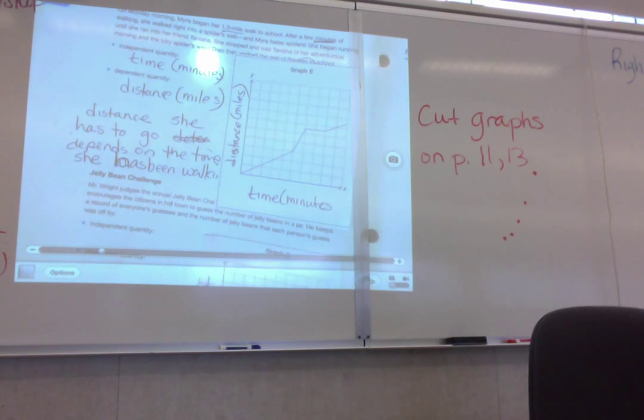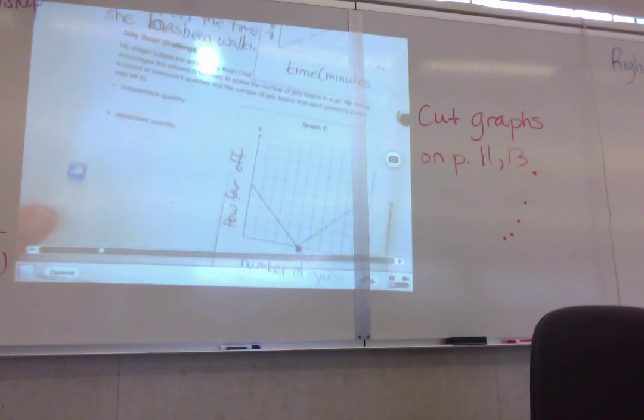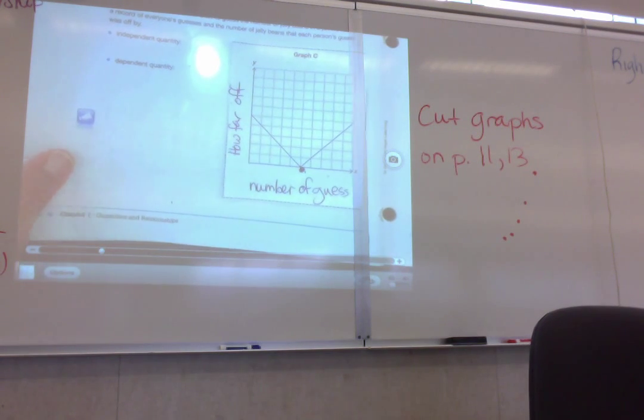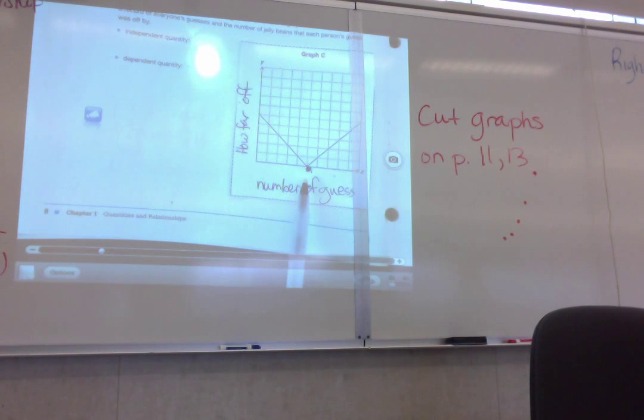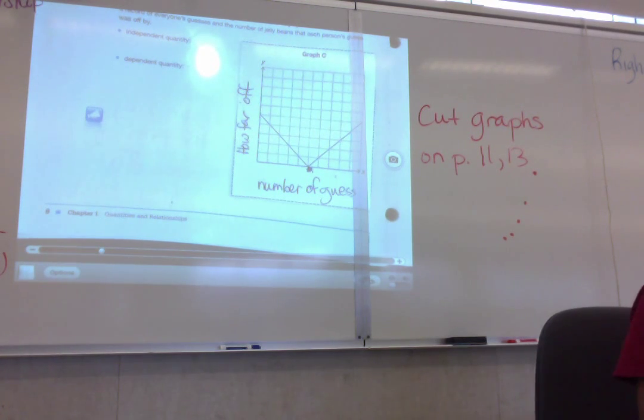All right, don't hurt your brain on this jelly bean one. This one's hard. And you can't see it. Aha. There you go. Sorry. This is the spot. You guys are so polite. This is the spot where the guesses are exactly on. And this is a guess that's way too many. And this is a guess that's way too few. Okay.